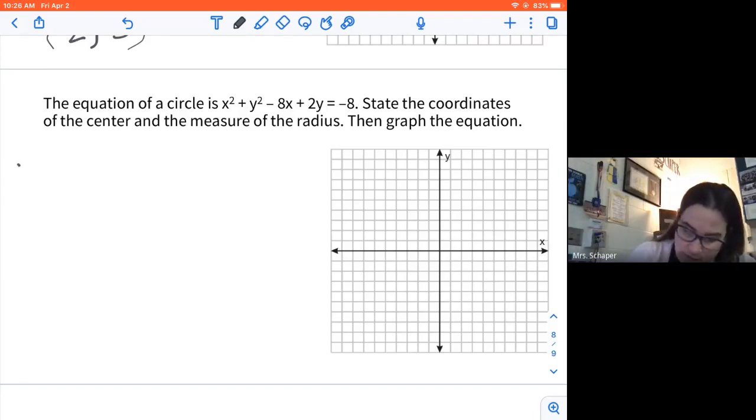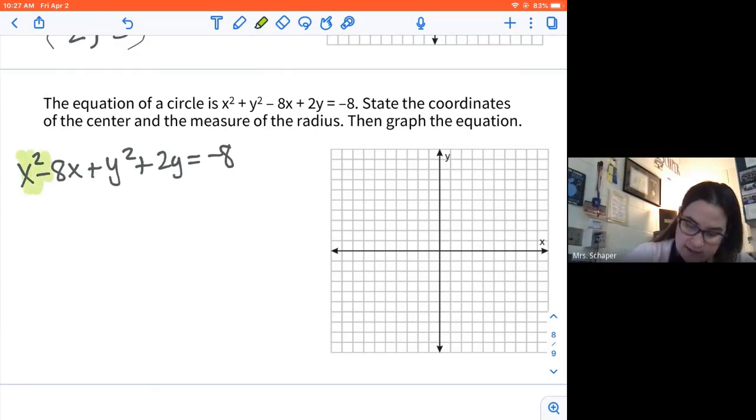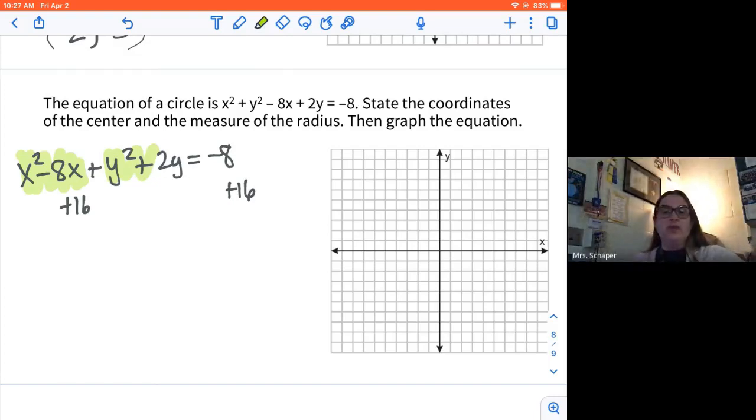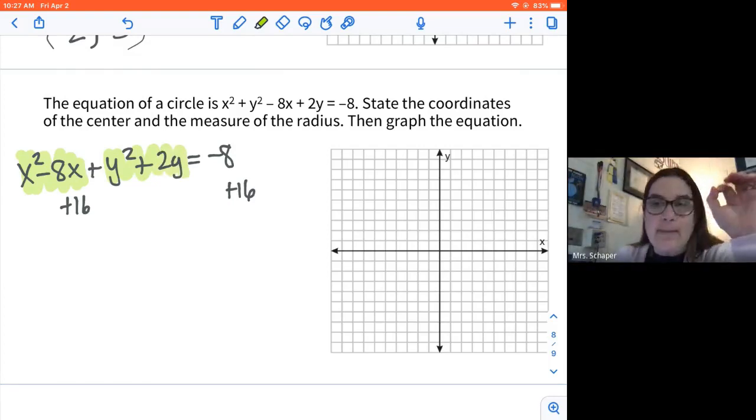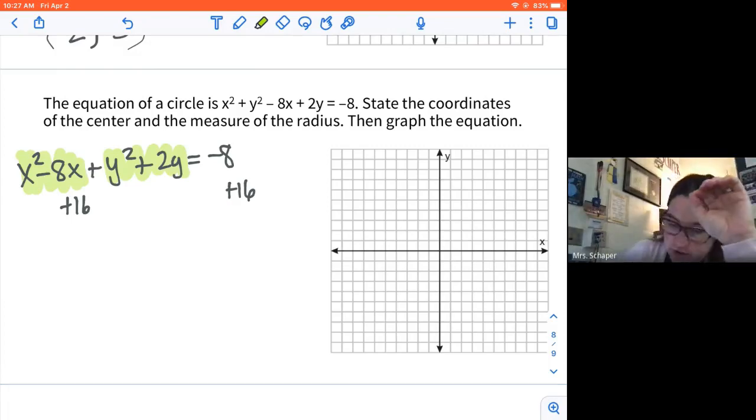Okay. So I'm going to rewrite this to put my x's together and my y's together. That's going to help me keep things organized. Okay. So focusing on x squared minus 8x, I'm going to take my b, which is -8. I'm going to half it, which is -4. I'm going to square it, which is 16. And I'm going to add 16 to both sides. And then I'm going to focus on the y's as well. Okay. So y squared plus 2y. I'm going to take my b, which is 2, half it, which is 1, square it, which is 1. And I'm going to add 1 to both sides.